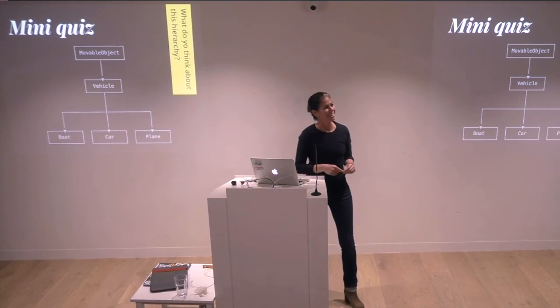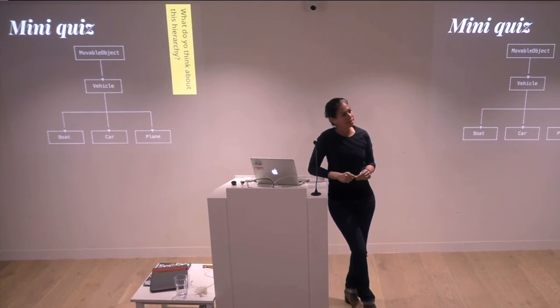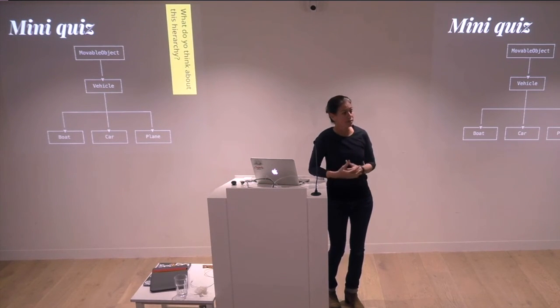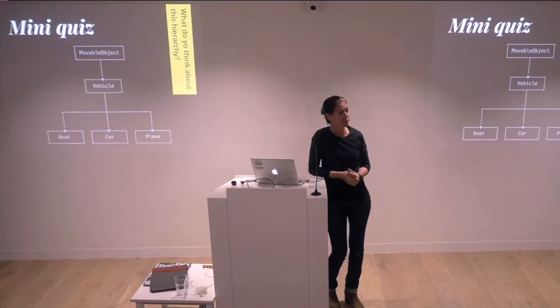So, mini quiz again. In this case, we have a boat, a car, and a plane, which you can think of all of them as an object with engines, and they inherit from vehicle, which inherits from a movable object. What do you think about this hierarchy?